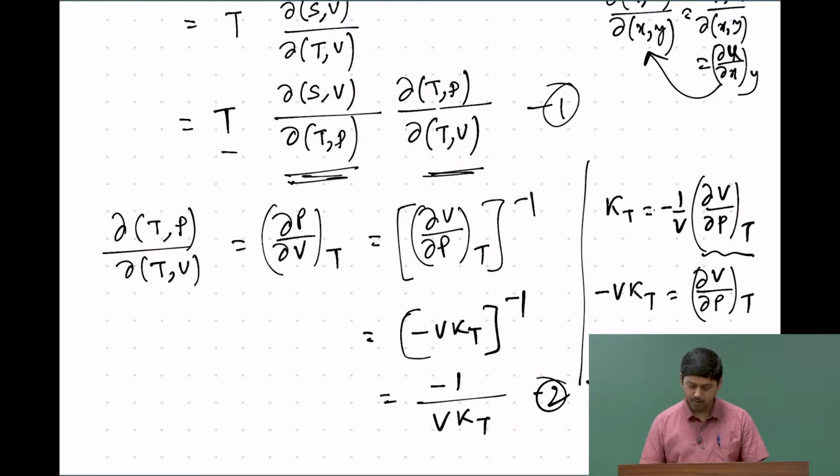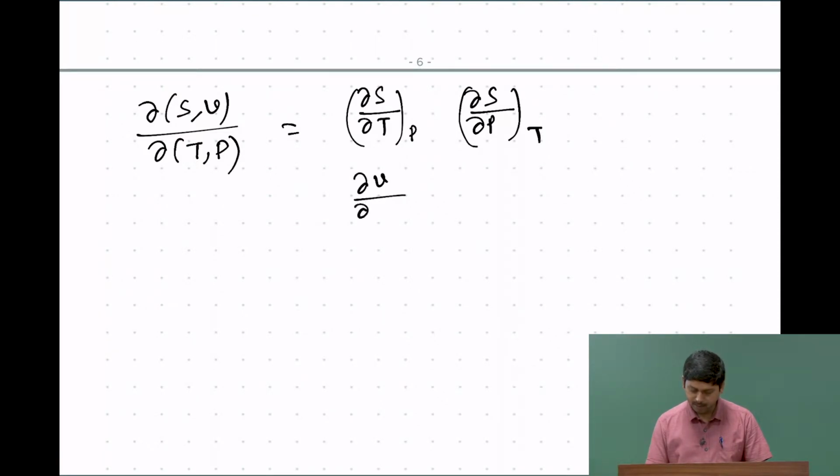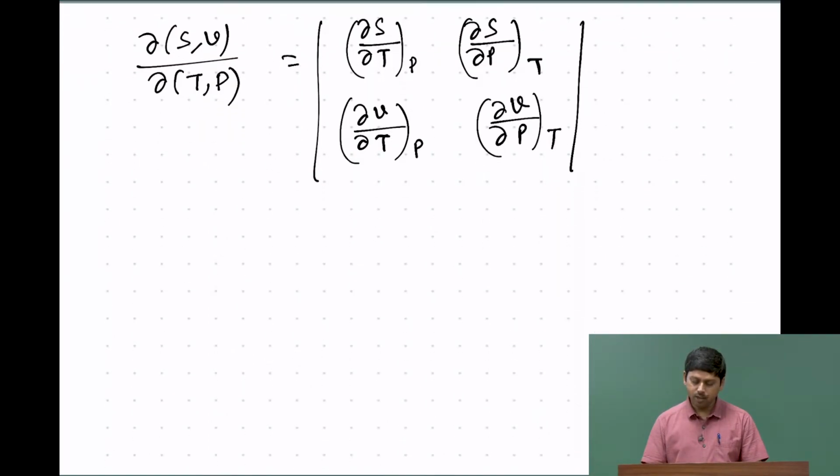Then we start with the middle term. This term we are going to start with del(S,V) and del(T,P). They have nothing in common, so we have to write it in matrix form as this: del S by del T at a constant P, then del S by del P at a constant T, then del V by del T at a constant P, and del V by del P at a constant T. This is the matrix that we got, and you have to evaluate each element.